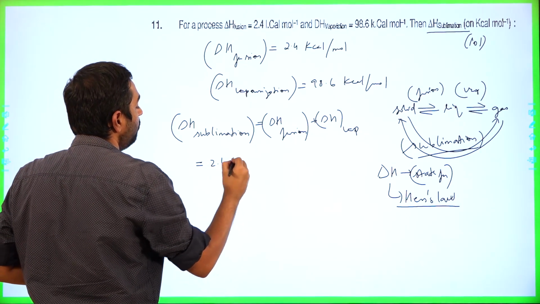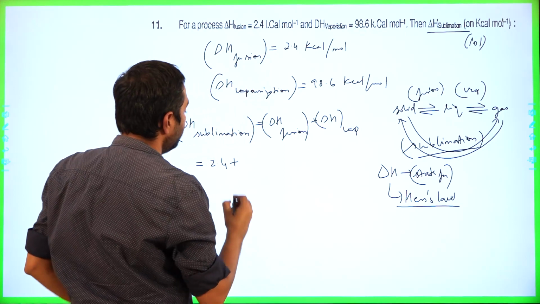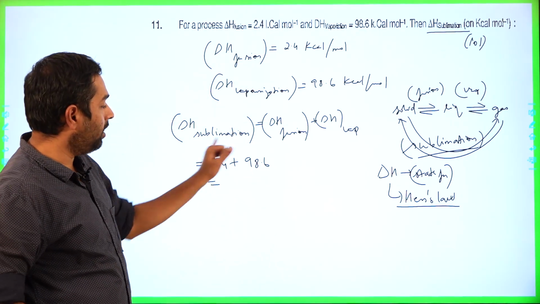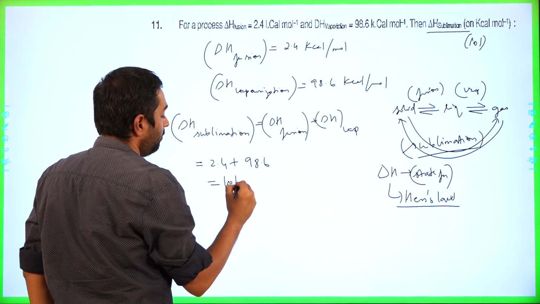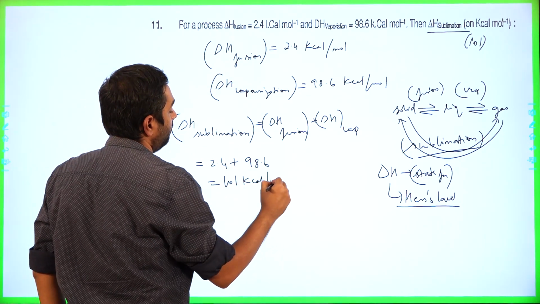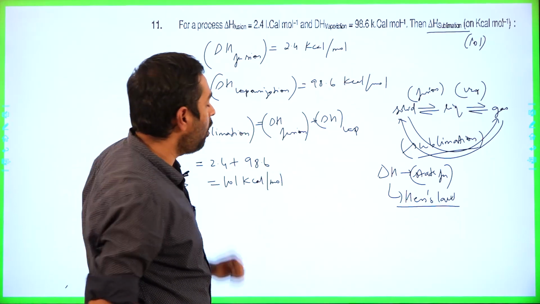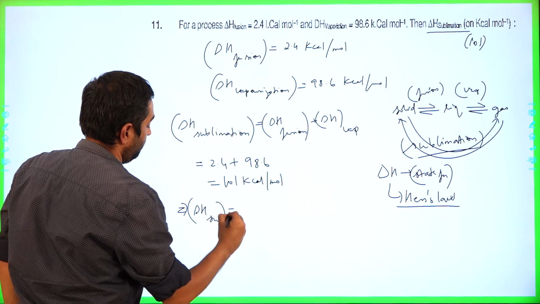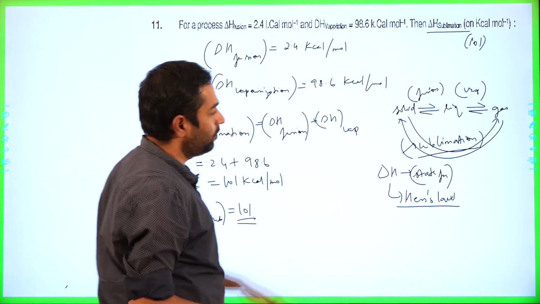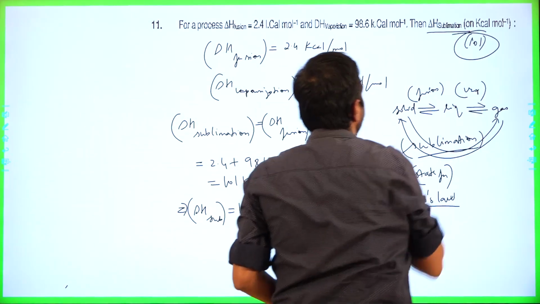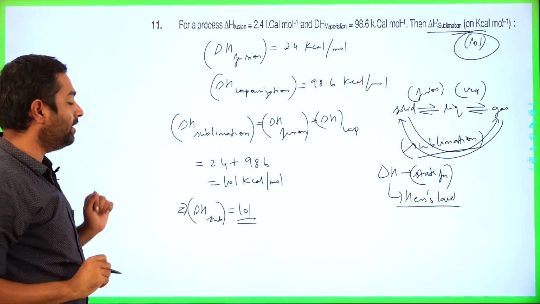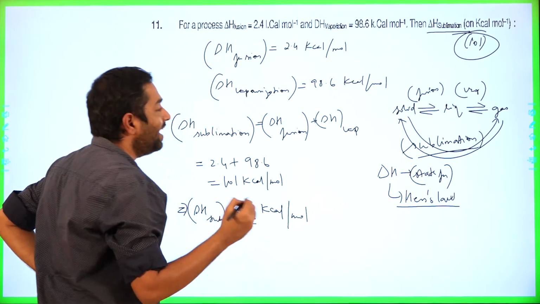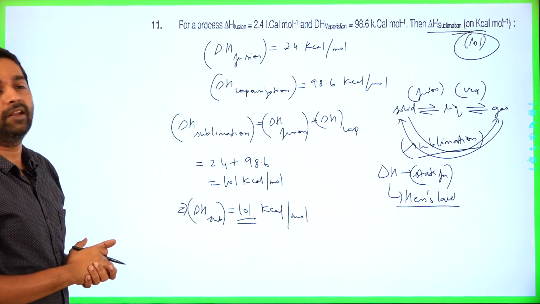So, if it is going to be delta H fusion plus delta H vaporization, it quite obviously works out as 2.4 plus 98.6, which works out as 101. So, the answer is going to be 101 in this particular case. This is going to be the answer for this particular question. So, 101 kilocalories per mole is going to be my enthalpy of sublimation for this particular substance.